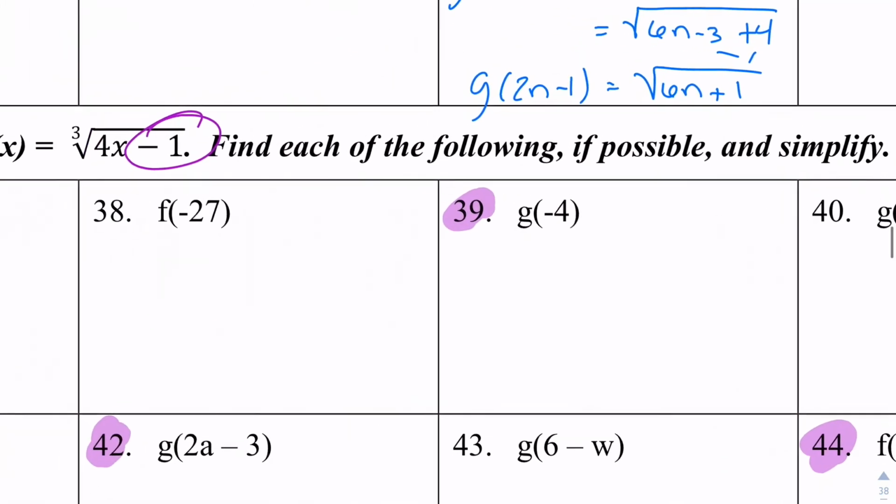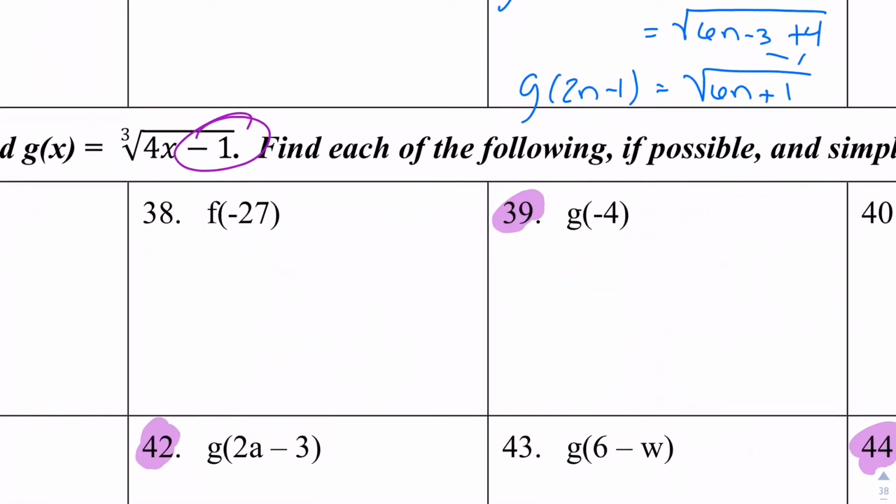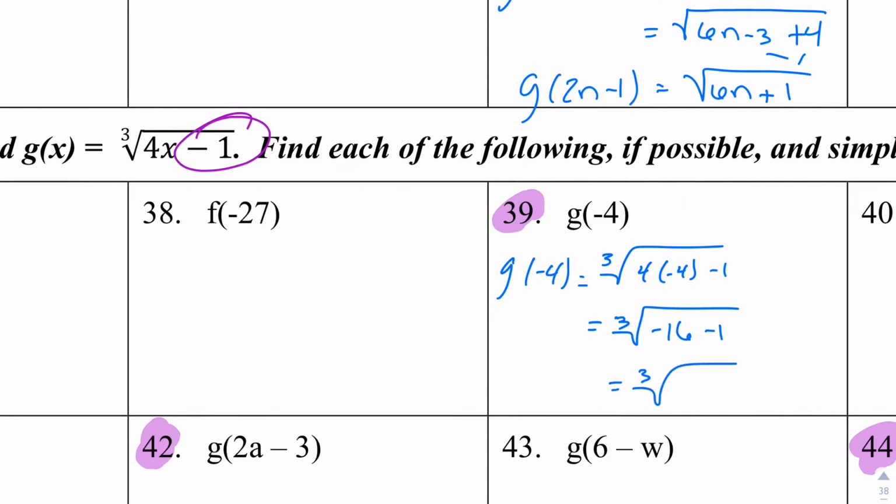g of negative 4. Let me slide over so I can see the g function here. It is the cube root of 4 times the value I'm given, minus 1. So that is the cube root of negative 16 minus another 1, or the cube root of negative 17. Negative 17 does not have a nice cube root, so we would just leave it like that.